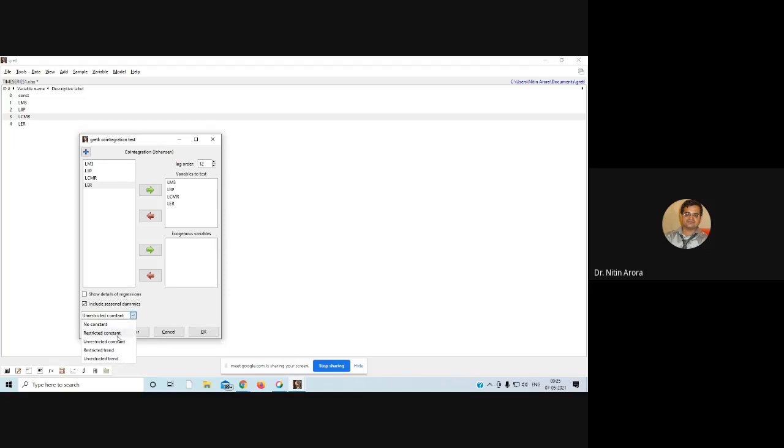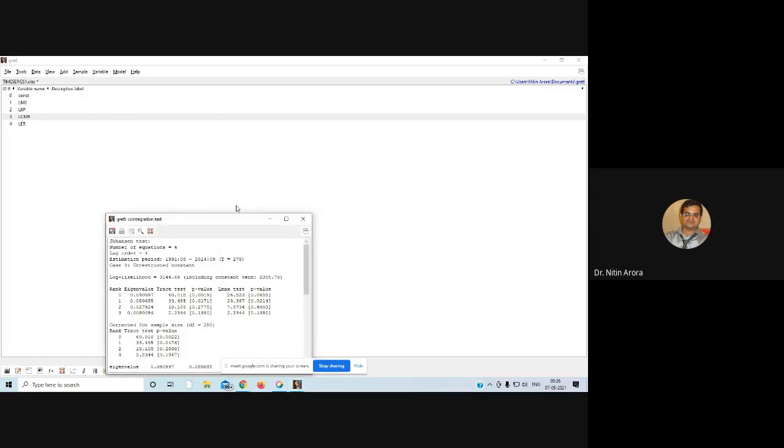Unrestricted constant. There is a no-constant model, which means origin stationary, meaning your co-integration is around the origin. Then restricted constant, unrestricted constant, restricted trend, unrestricted trend. Unrestricted constant is the most frequent model applied in econometric research, so this model is selected by default. We had chosen the constant in the VAR lag selection criteria, so that's why I'm using the unrestricted constant here. The constant is coming here, seasonal dummies are coming here, and the optimum lag length we had chosen was 4. So I will be giving 4 here, with these seasonal dummies and constant. I'm going to run this co-integration test.